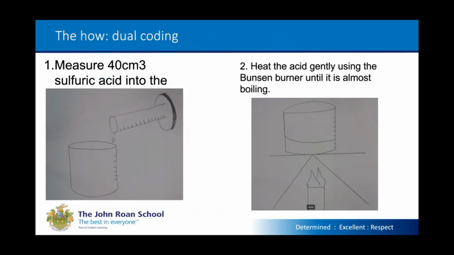Another revision strategy that some students really like is something called dual coding. Dual coding is where students turn things like methodologies, things like stories, into images instead. The images can be nice and simple, but it just allows them to change the written information into pictures. And then they can visualize those pictures in their head. So when it comes to the exam, they can rewrite out the method.